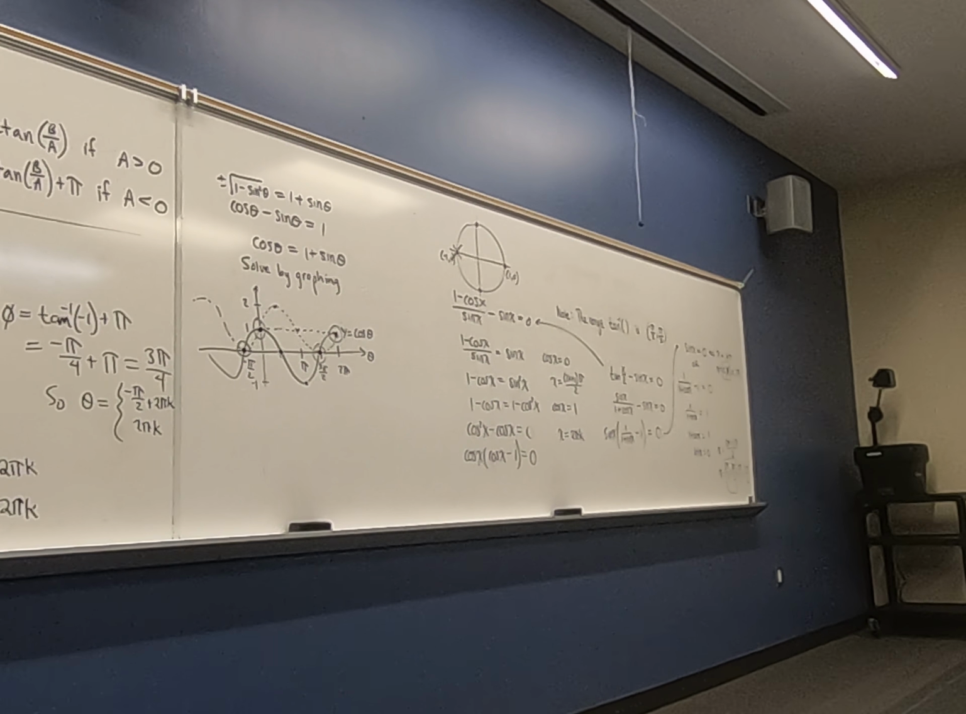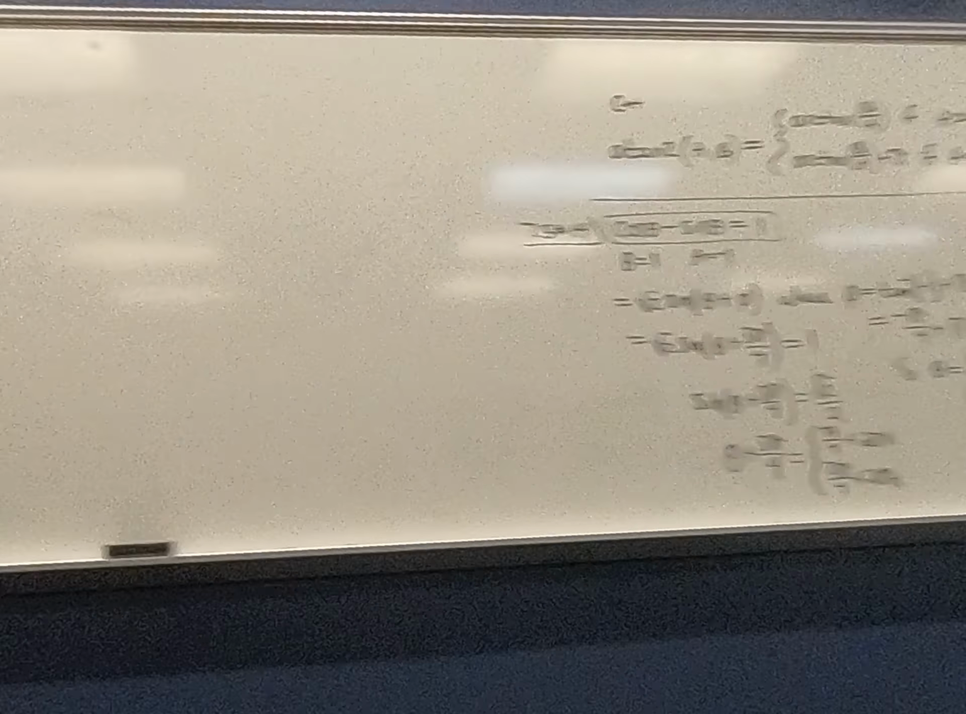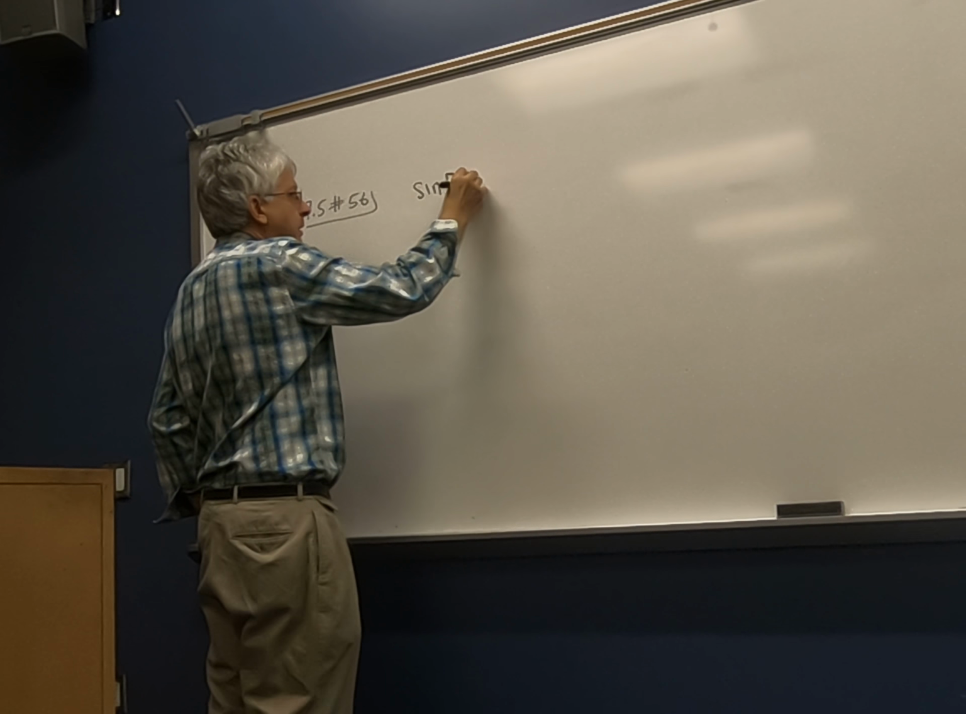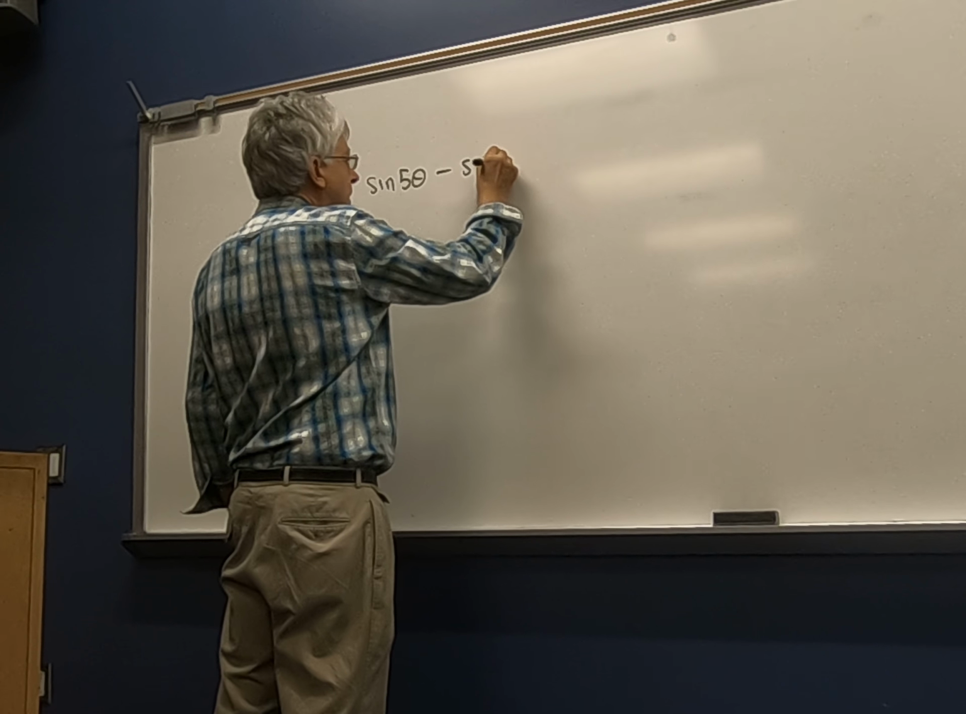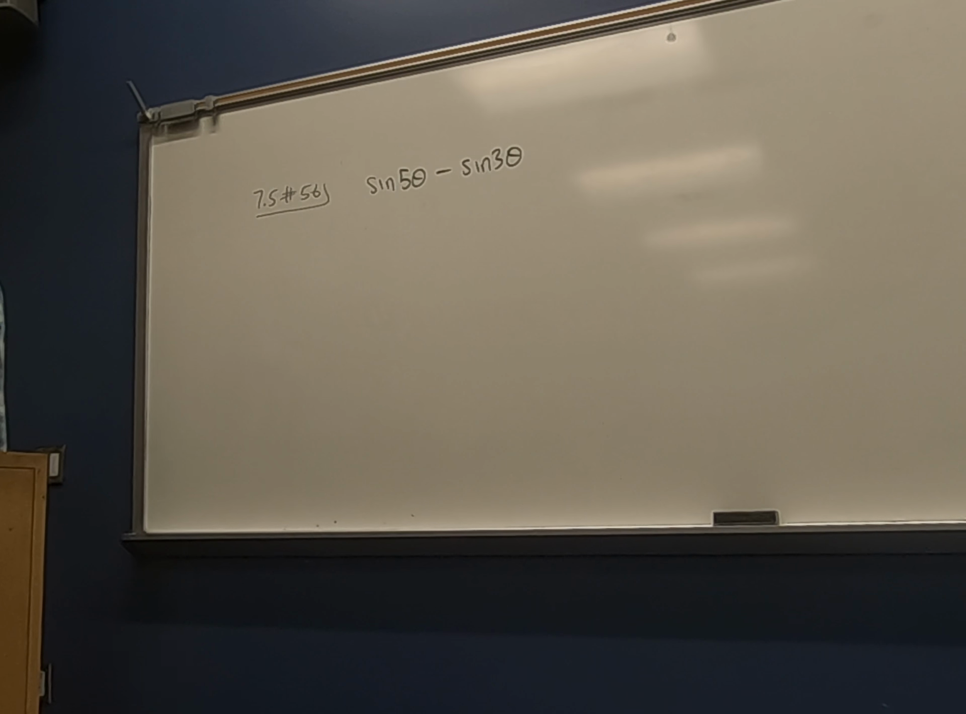All right, so we got a bunch more of these. In the book, there's also some online, but let's try a few more book problems, and then after the break, we'll do some online problems. So, I don't know, what are you liking in here? How about 56? Here I've got sine 5 theta, so this is 7.5, number 56. Sine 5 theta minus sine 3 theta. What does that make you think of?